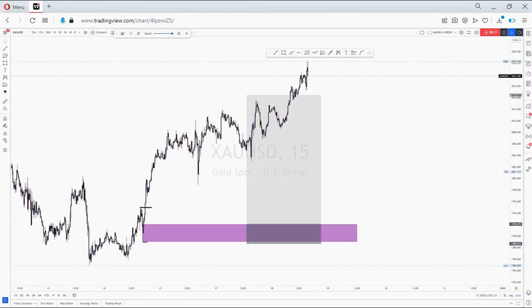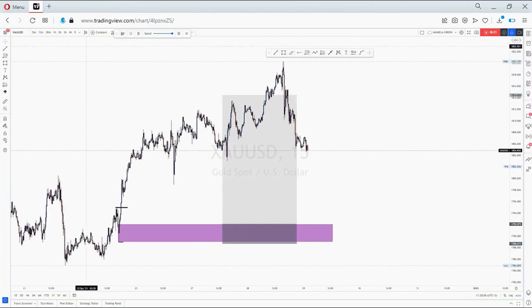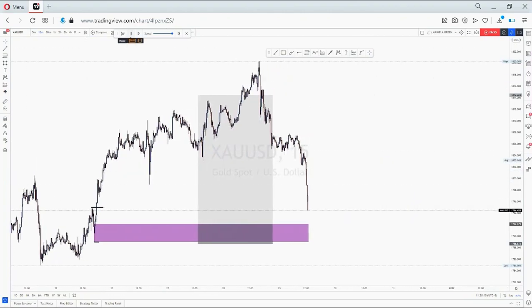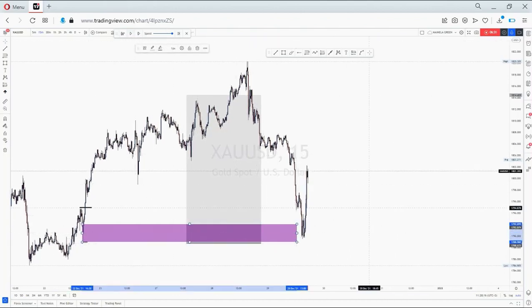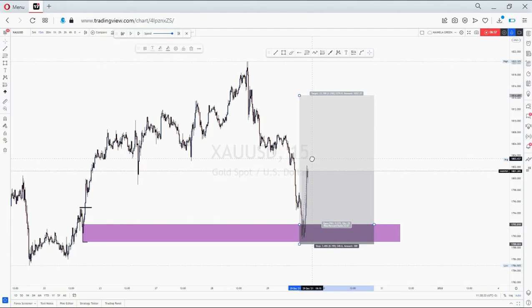So as you can see, the market is still pushing up. Okay, as you can see, the market finally did what? It came to our order block. It finally reached our order block, which is this one here, right? So this is our order block.